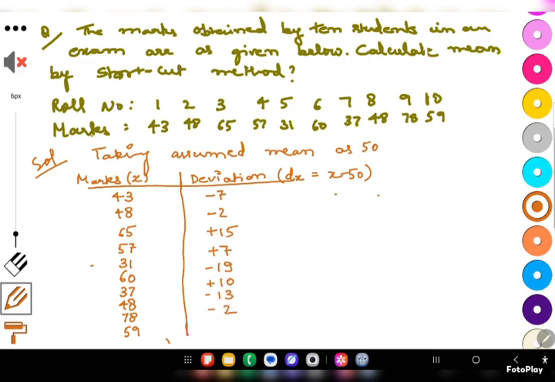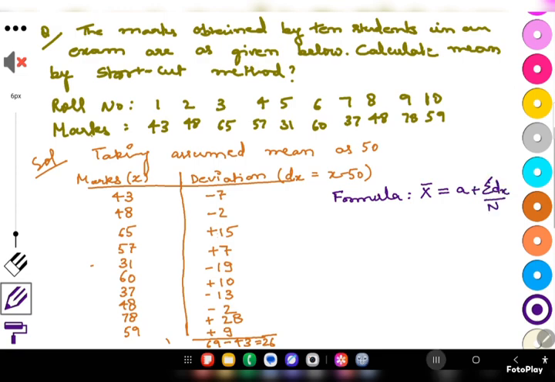So the first entry becomes minus 7 because it is 43 minus 50, which is the first entry. Then accordingly further, like 48 minus 50, 65 minus 50. So the corresponding values are coming, as you can see in the second column. Now we'll take the total of this second column so as to get the sigma dx that we need to put in the formula. The total comes to be 69 minus 43, which is 26.